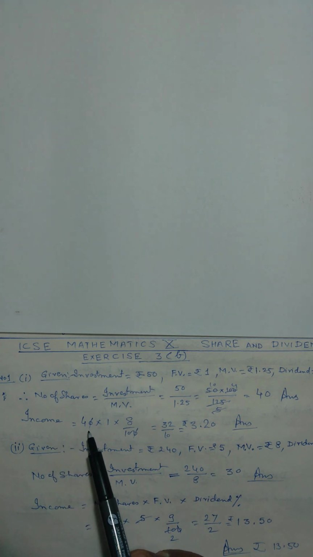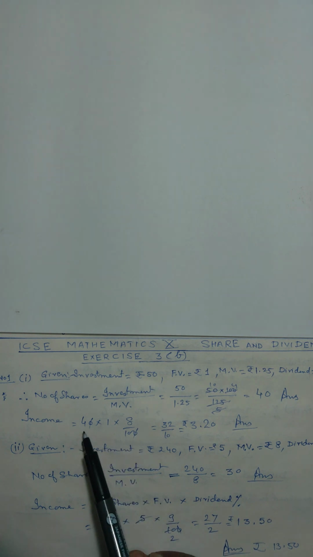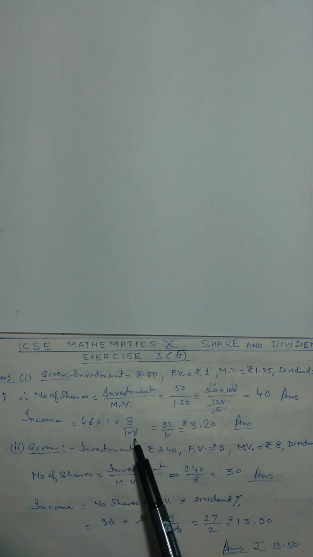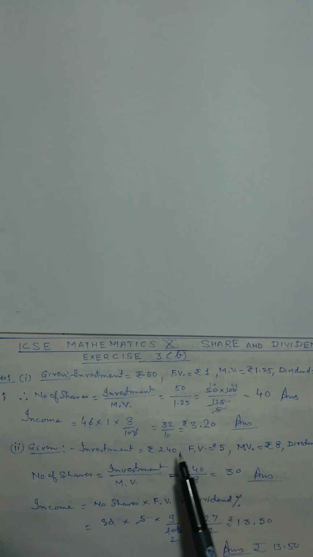Income, that is number of shares into face value into dividend percentage. So 40 into 1 into 8 by 100. It will be equal to rupees 3.20.